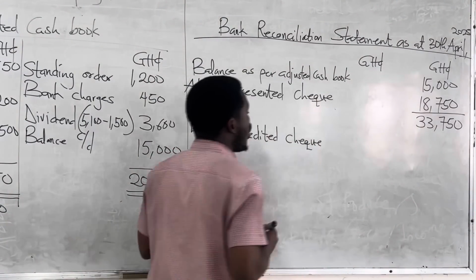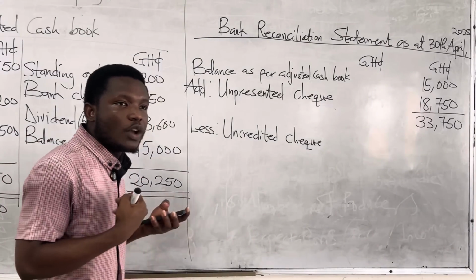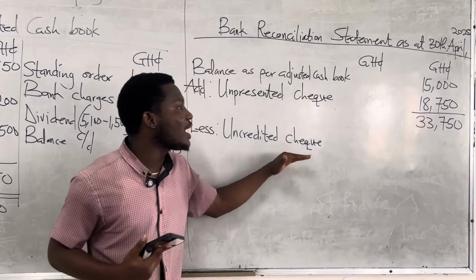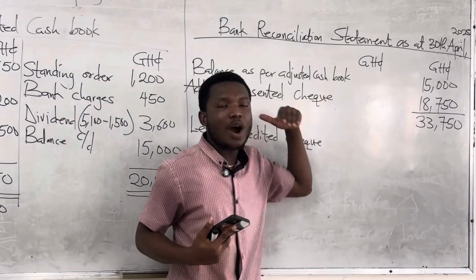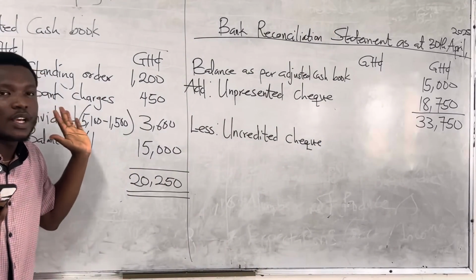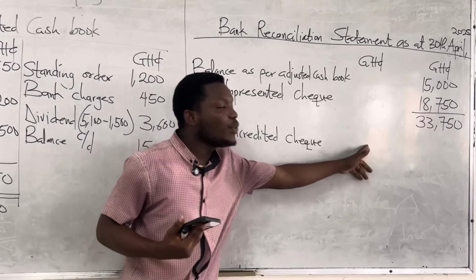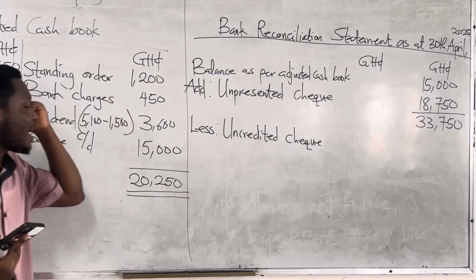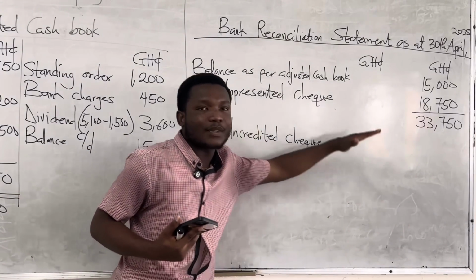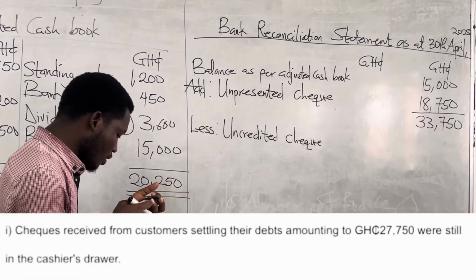Uncredited checks are the checks that have been paid to the bank in favor of you, but the bank is yet to credit your account. When they credit your account, it will go up or increase. Right now, it has not been credited yet, so it's not part of your money. So we have to add it to our cash book. Here, uncredited checks means we have to less it from the money that we are having.